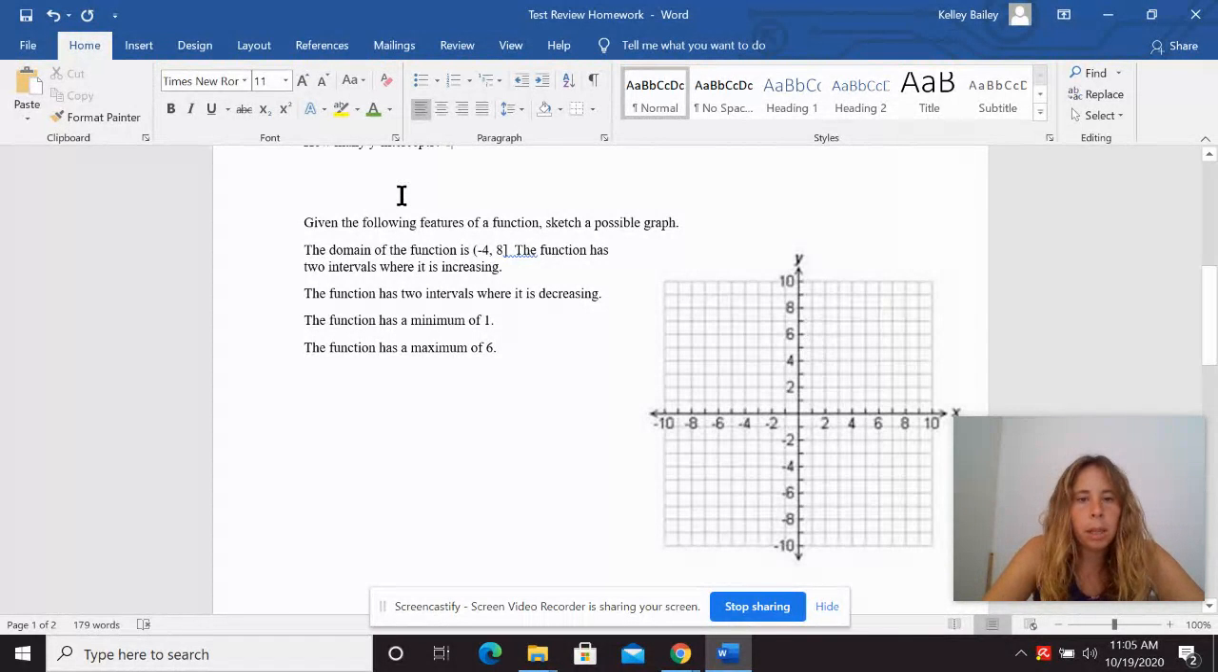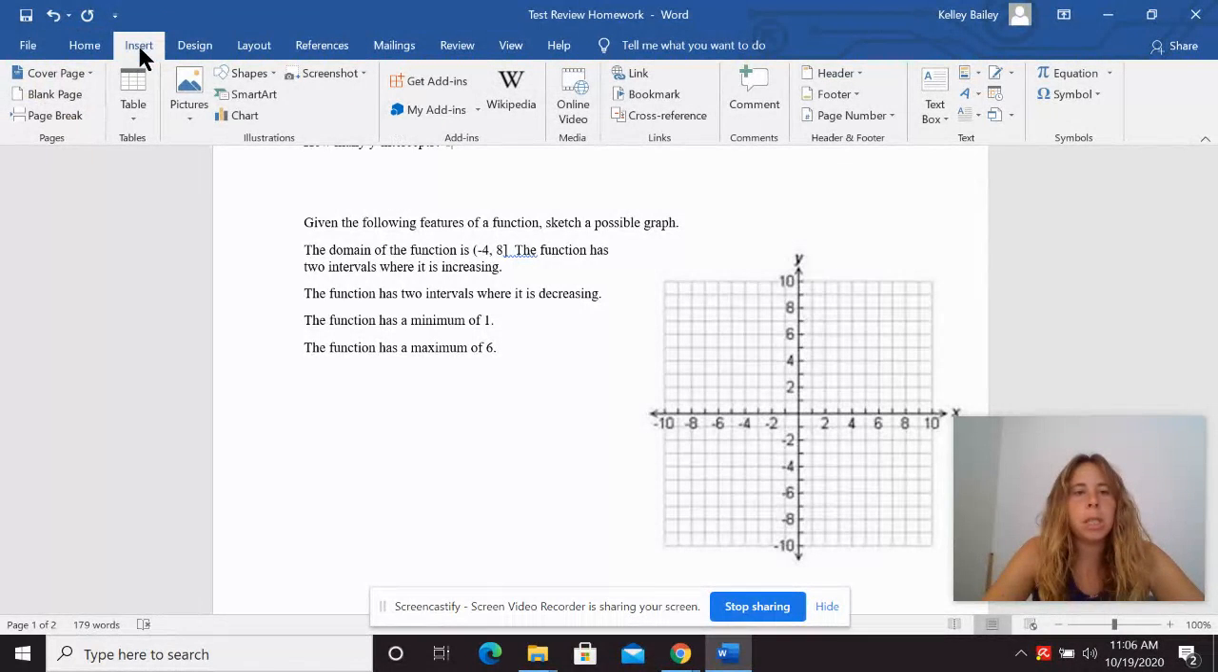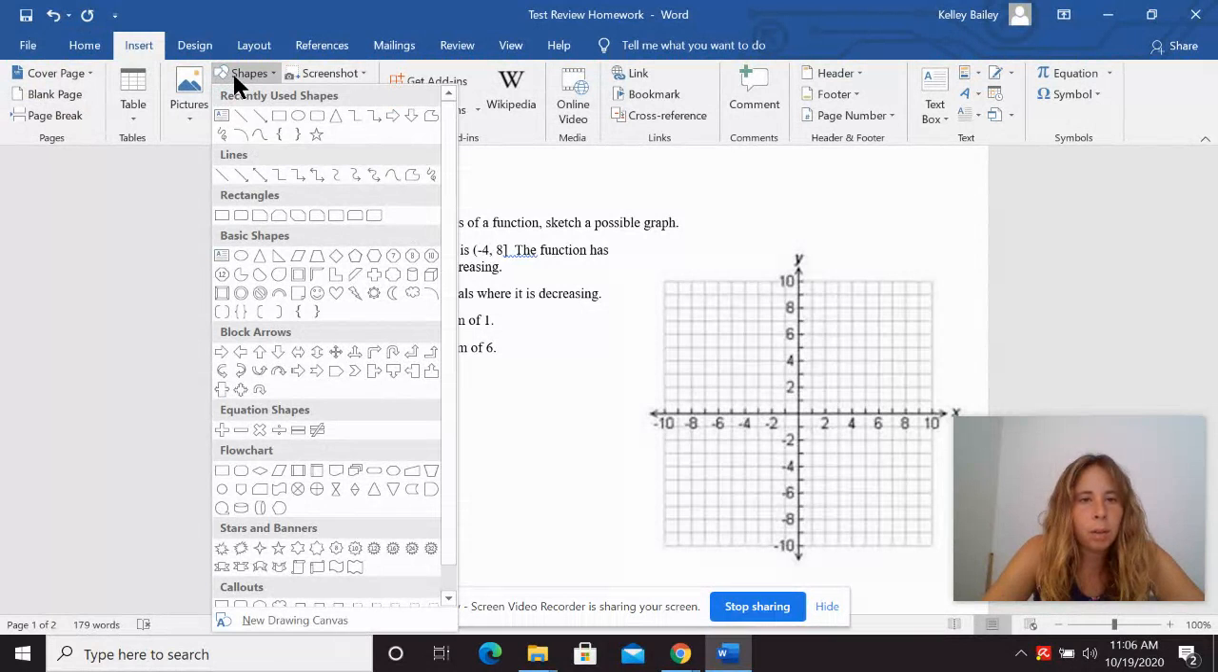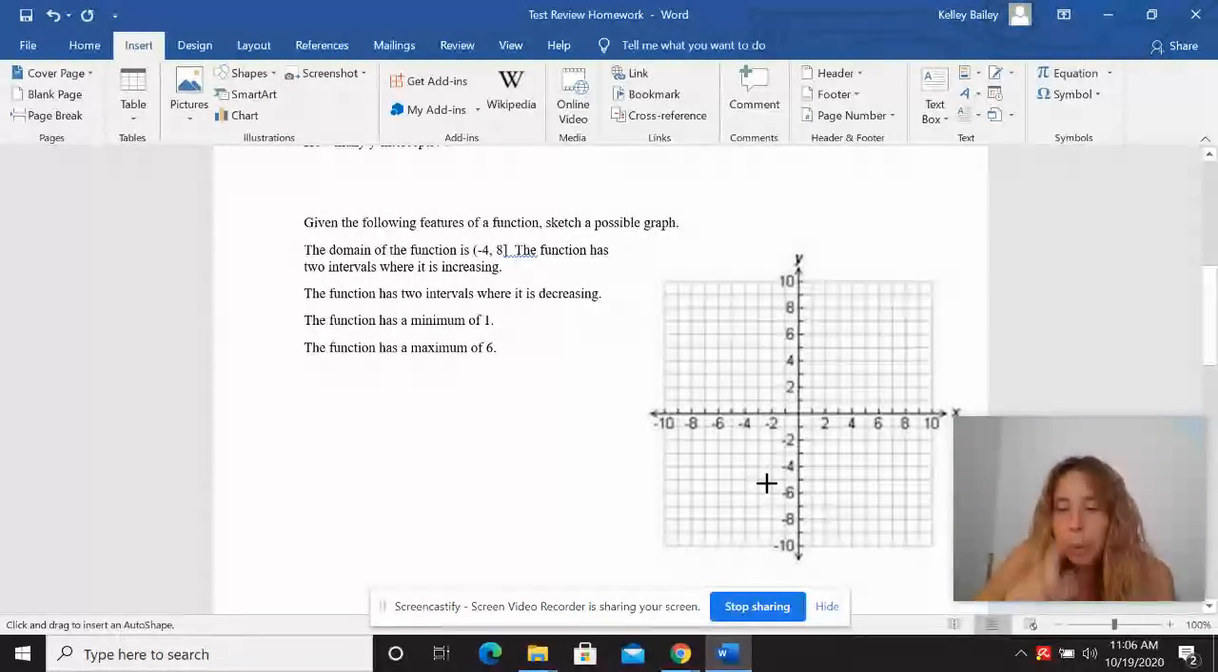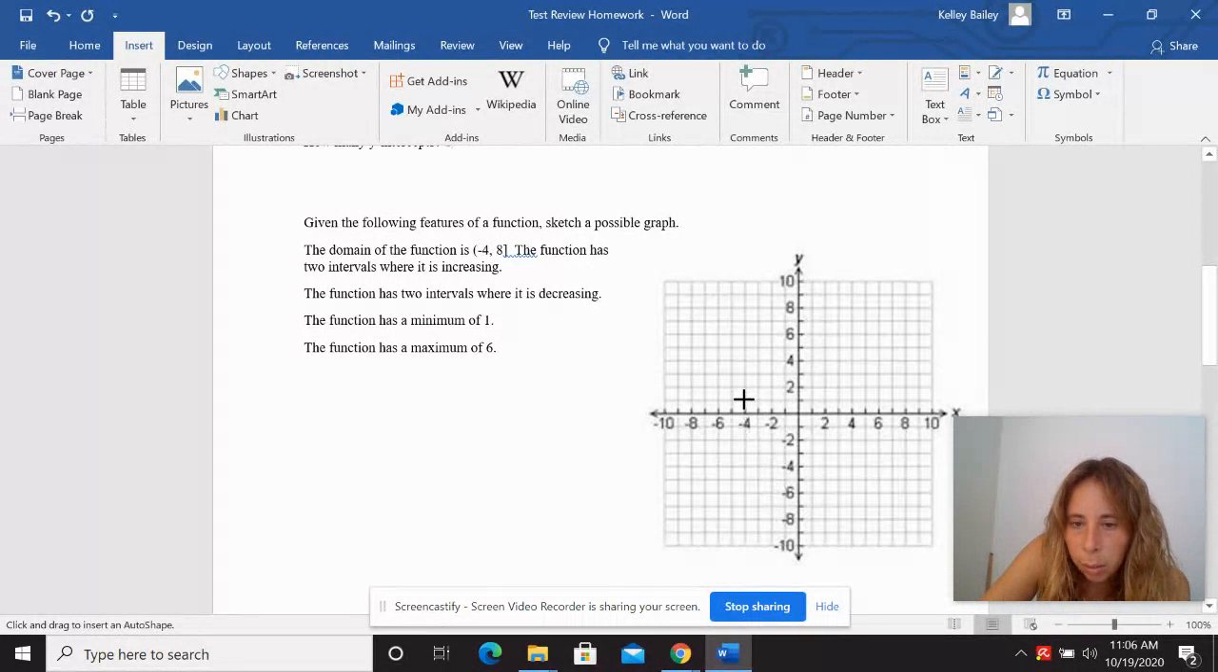So knowing that, we have an open circle at x equals -4, so let me just throw that in there, the circle. I could use an oval, I guess, same thing. Is there not a circle? Oh, look, there's the circle down here. But I can't put it right on the axis because our minimum is 1, so I'll put it right here.